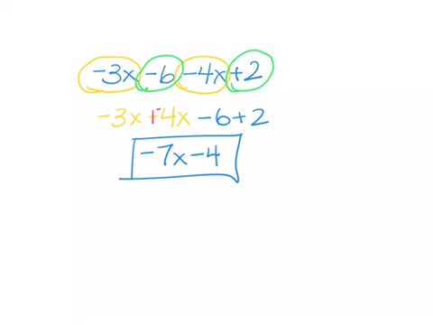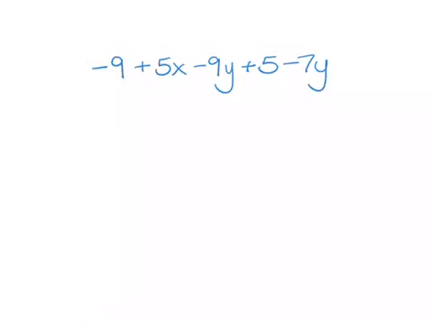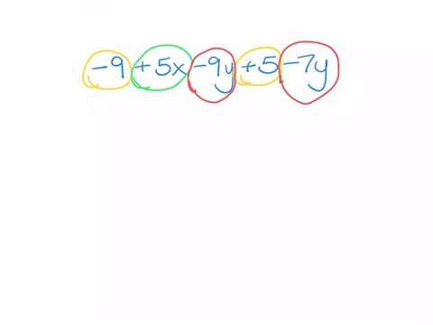All right, let's try one more. On this one, I'm going to do the same thing. I'm going to move through and mark like terms. If I have negative 9, are any of these other terms a like term with negative 9? Hopefully you're saying yes, and you're realizing that positive 5 is a like term with negative 9. Then if I look at 5x, if I circle 5x in green, are any of these like terms with 5x? In that case, the answer would be no, right? So 5x is alone in this. That leaves me with negative 9y, and its like term over here, which is negative 7y.